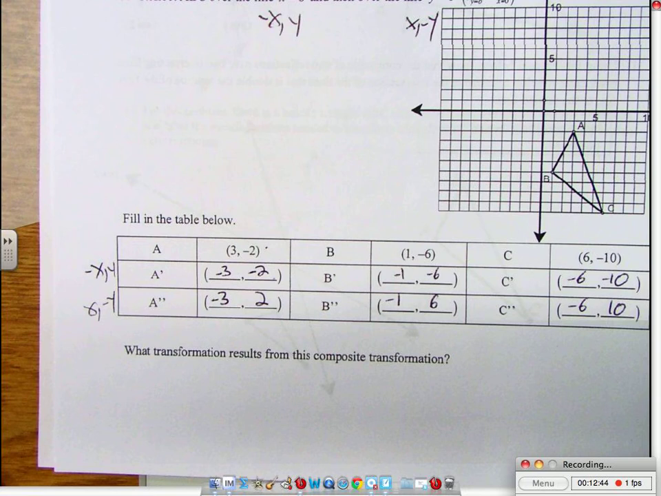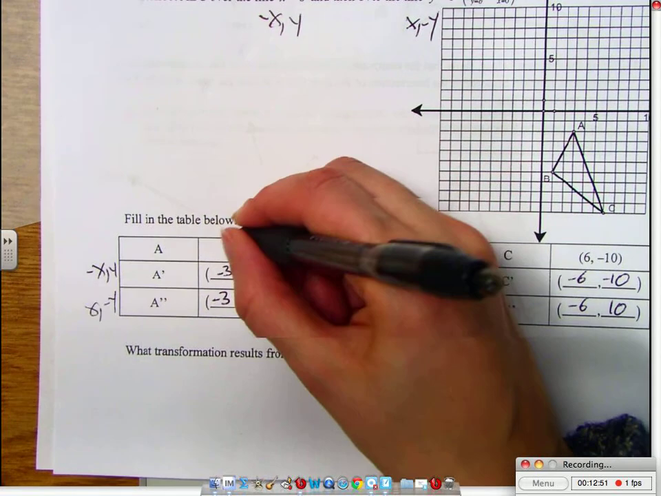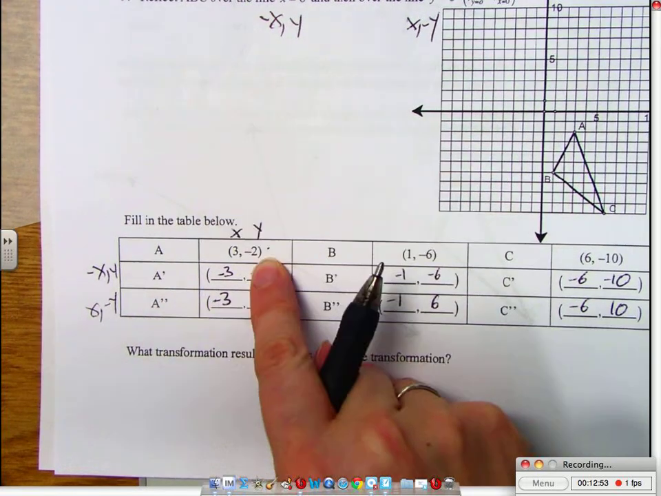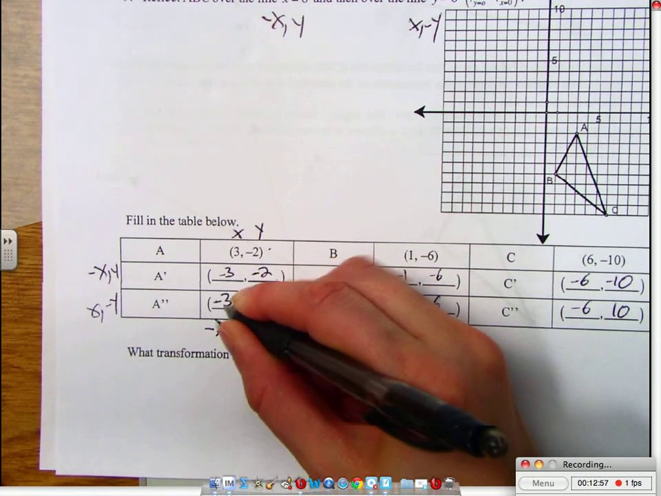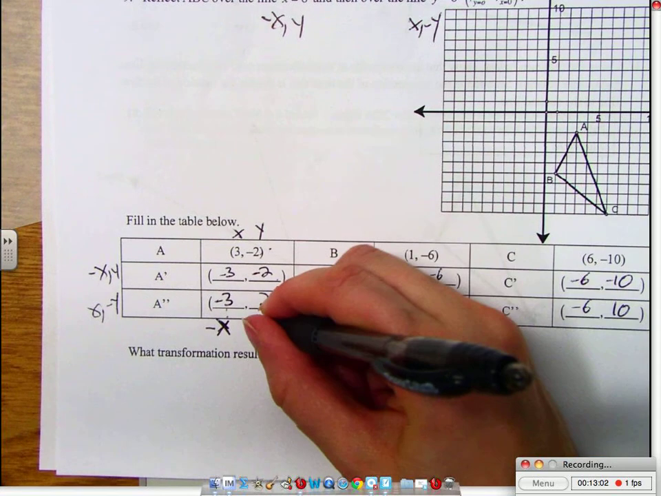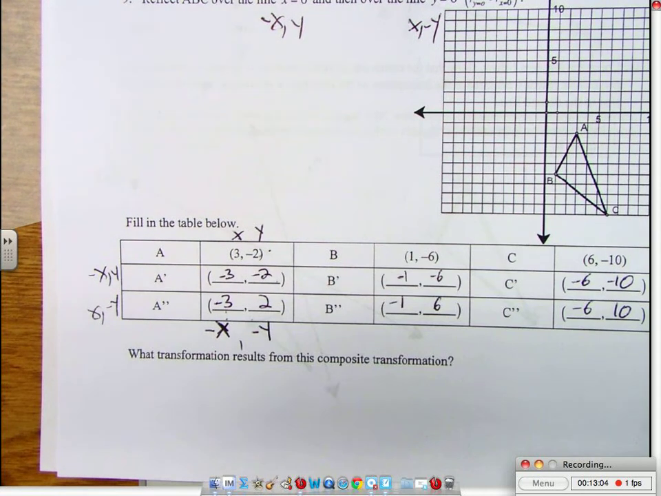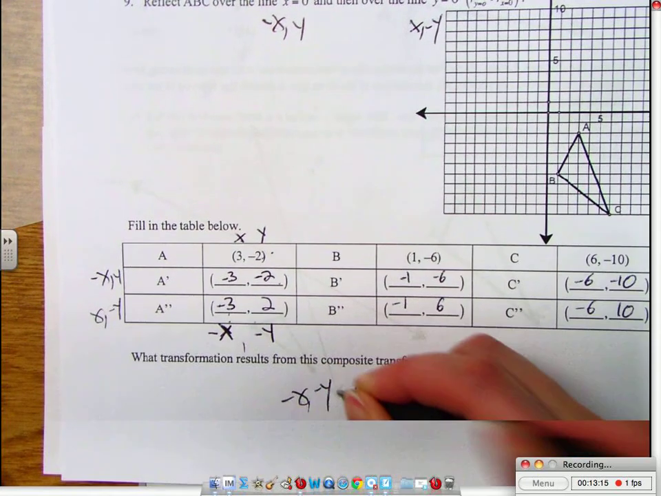Okay, if I went from the top to the bottom, what would I get? So I have x comma y, that's 3, negative 2, and I end up negative x, because I end up negative 3, my sign changed. I go from negative 2 to positive 2, so I changed my sign there, or times it by a negative 1. So then I look at the rotations chart. Negative x, negative y is how many degrees? 180 degrees, negative x, negative y, rotation. And it doesn't matter which direction if you're looking at 180.